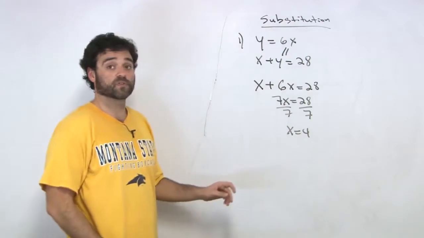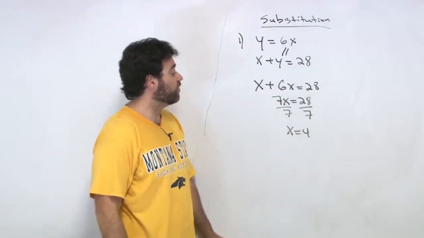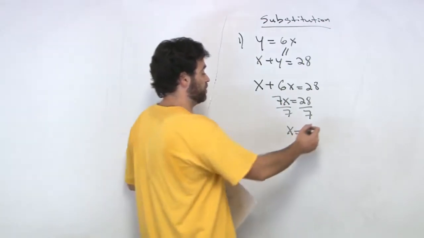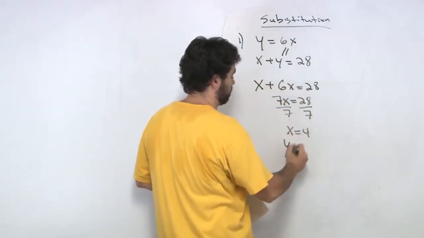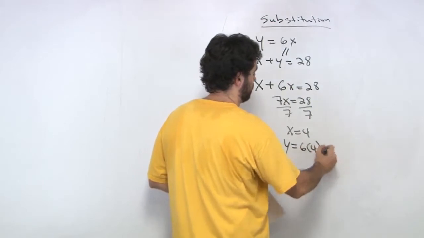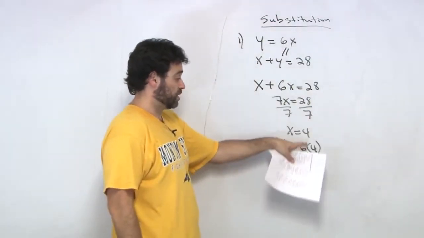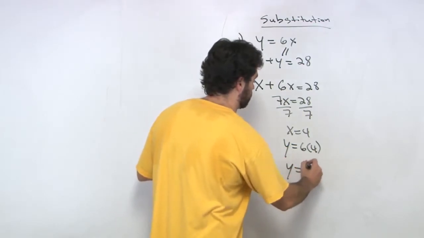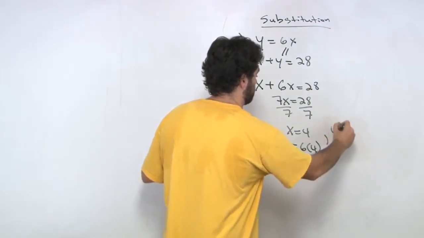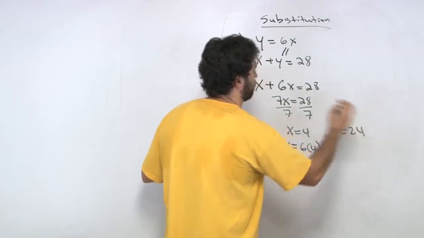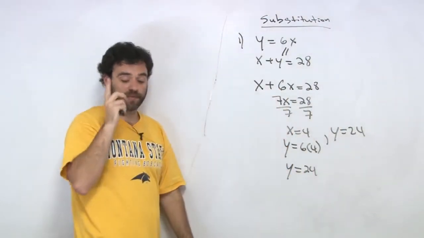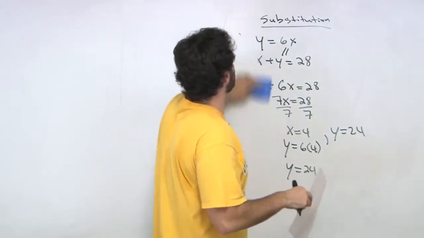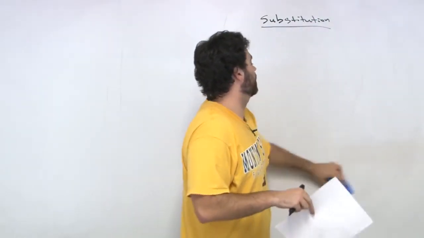Okay, x equals 4. Now you want to solve for y. We need a y value, and you can plug it into either equation. We might as well plug it into this equation right here. y equals 6 times 4, replacing our x with 4, so y equals 24. So here we have x equals 4 and y equals 24. We substituted it in. That's the method of substitution. Okay, and let's keep doing that.